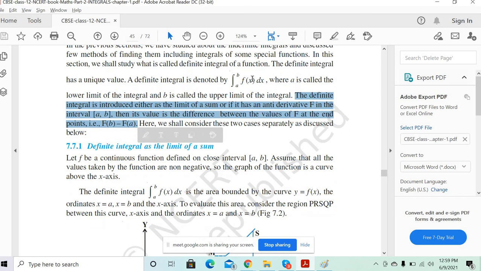So a definite integral is actually a summation. When we want to find the total area given by the curve f of x between the x point a and another x point b, how do you find it? We just integrate it, put the lower limit as a and the upper limit as b, and subtract. So it becomes F of b minus F of a.